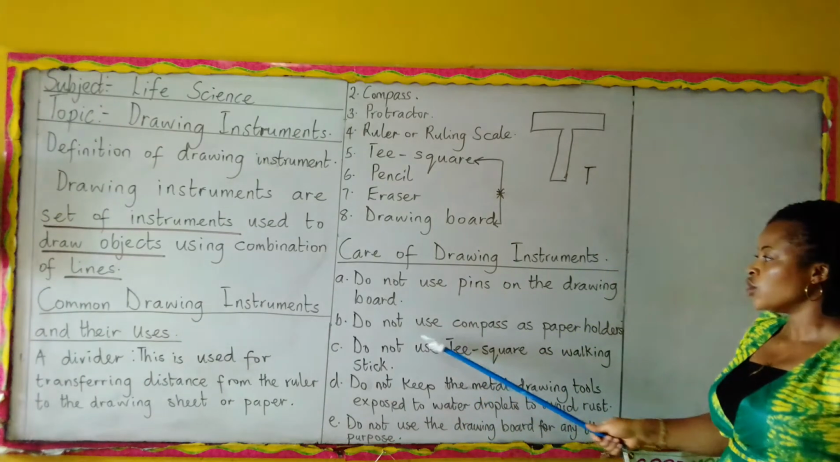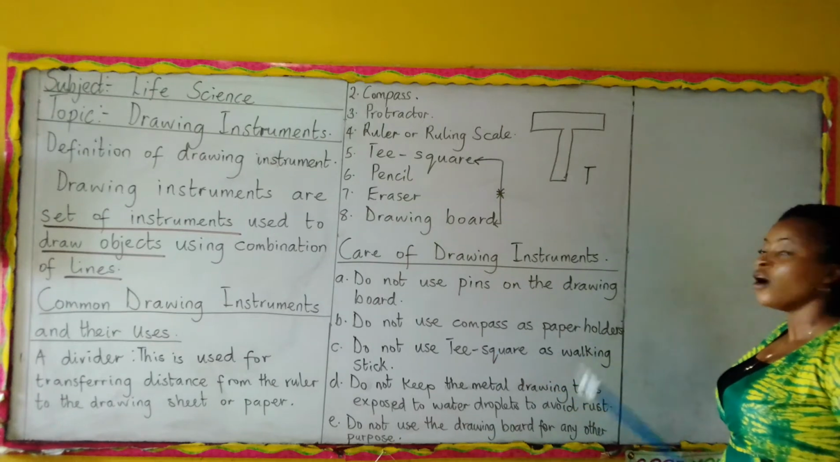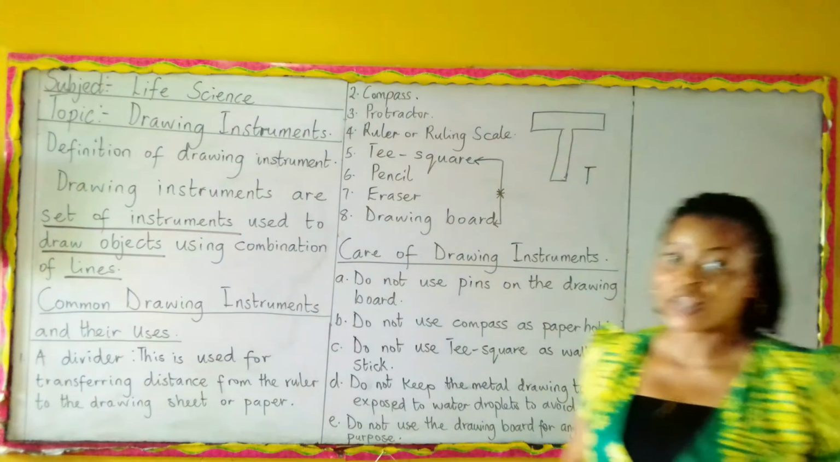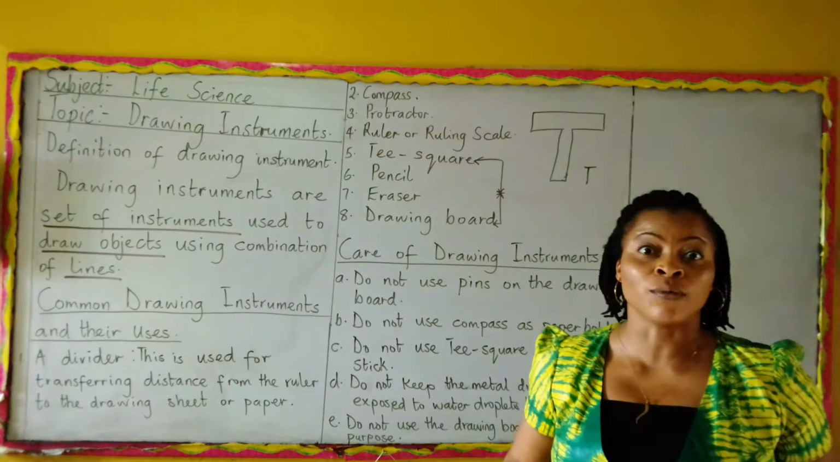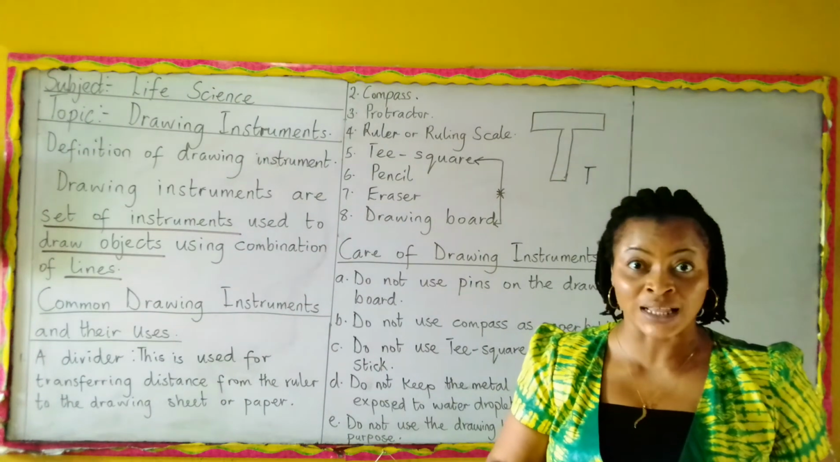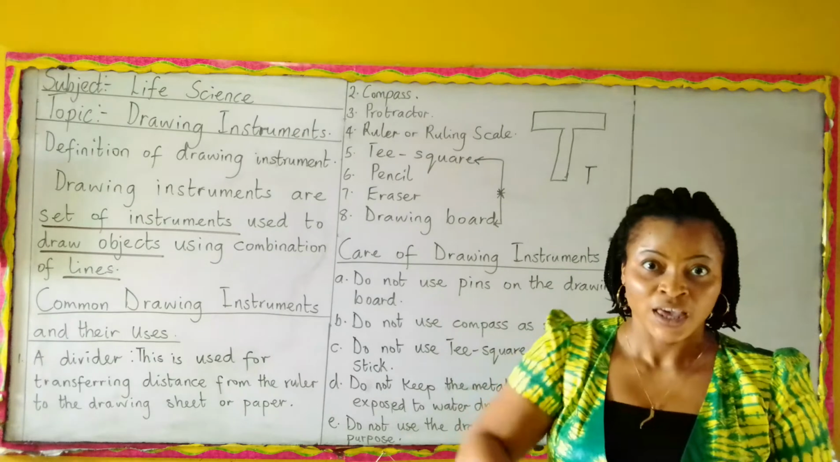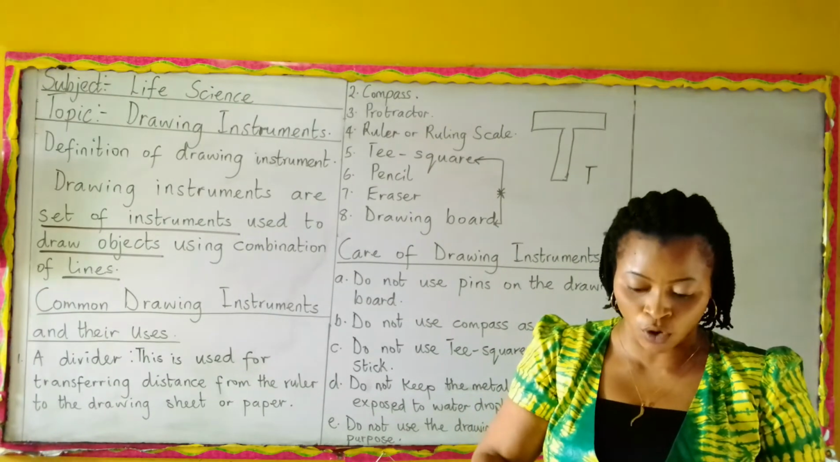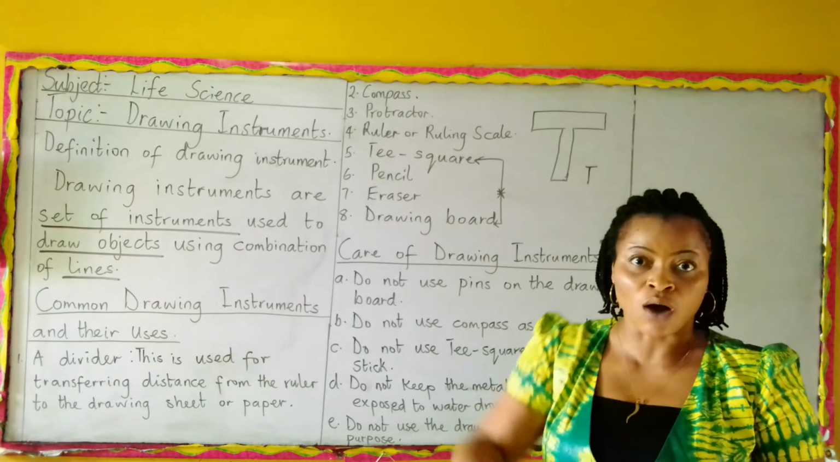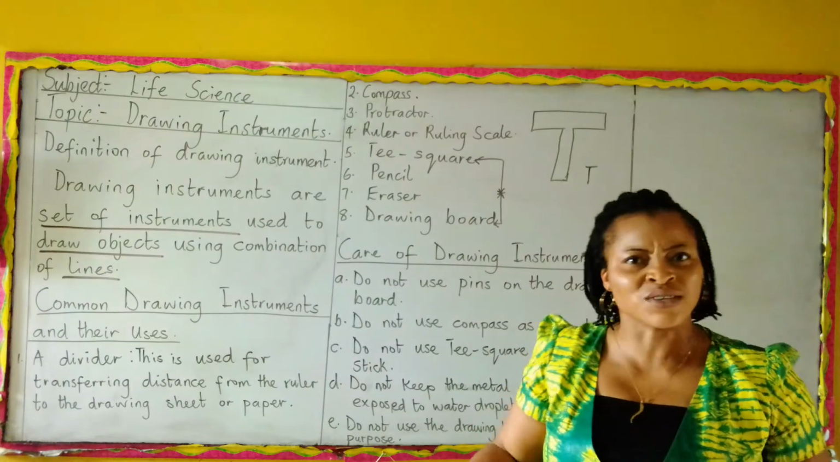Then the other one is, do not use compass as paper holder. That is good. That's true. Some of you that do your common interest, you see them when they want to make an angle, they will just use a compass and pin the sheet of paper. It will now pierce through your answer sheet, your question paper, creating unnecessary holes.